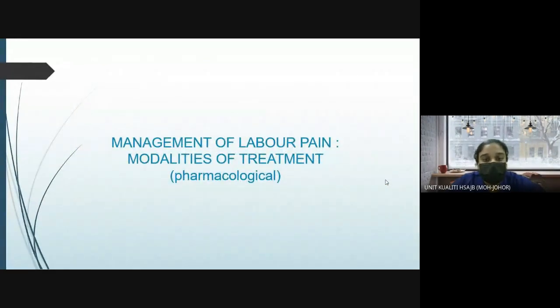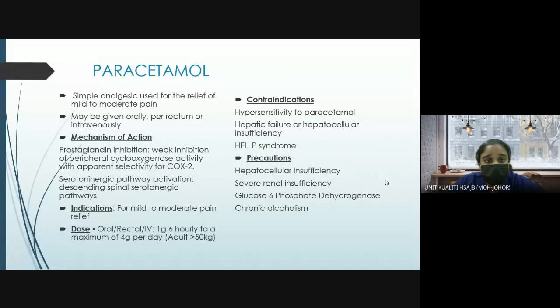Coming to the pharmacological management of labor pain. First, I will talk about paracetamol. It's a simple analgesic used for relief of mild to moderate pain, may be given orally, per rectum, or intravenously. Mechanism of action is prostaglandin inhibition, weak inhibition of peripheral cyclooxygenase activity with apparent selectivity for COX-2. So its indication is for mild to moderate pain relief.